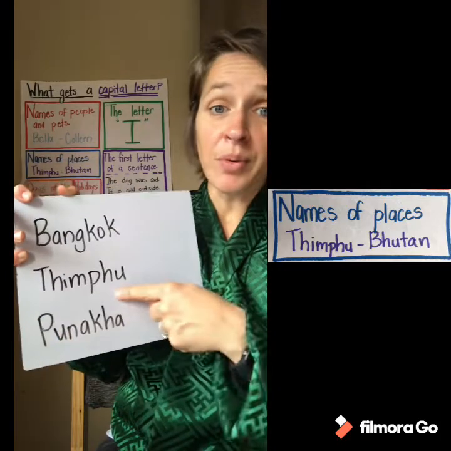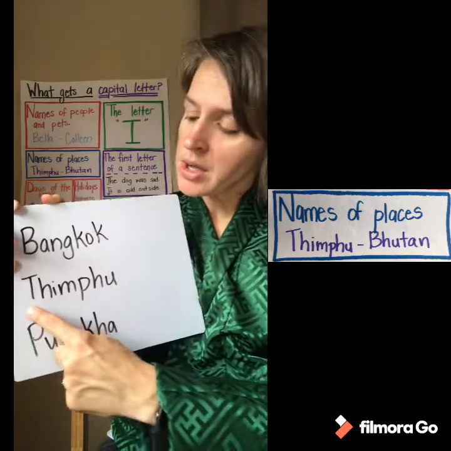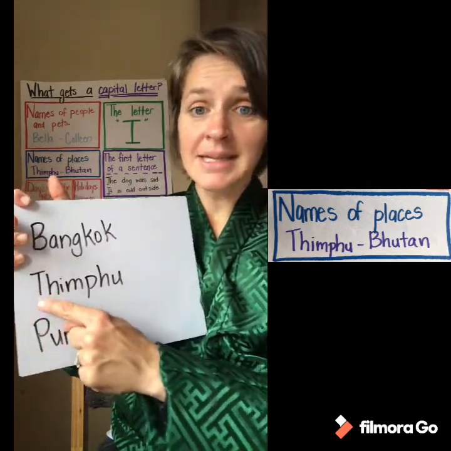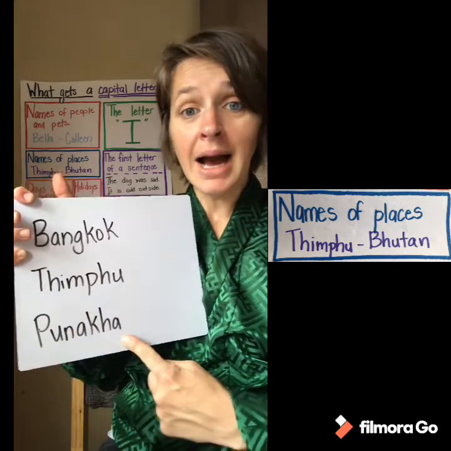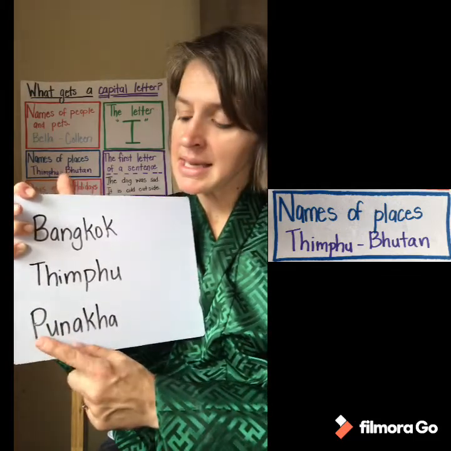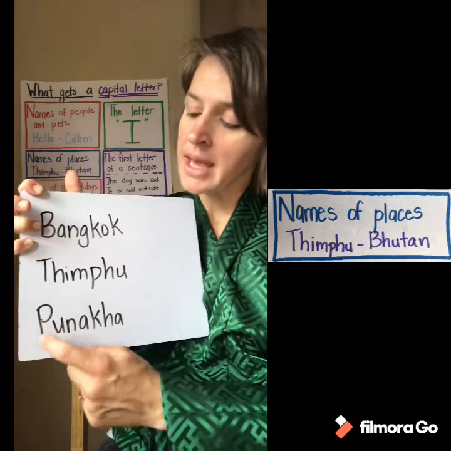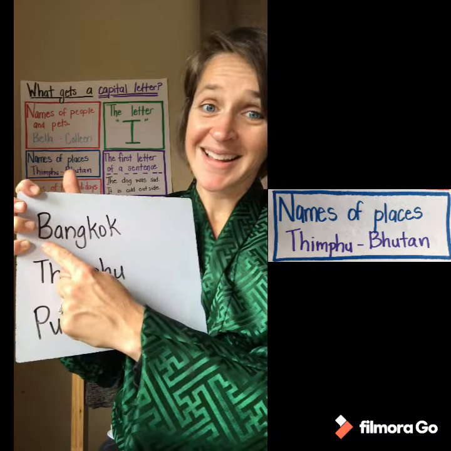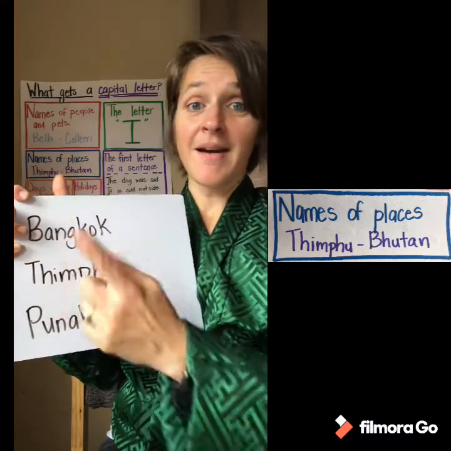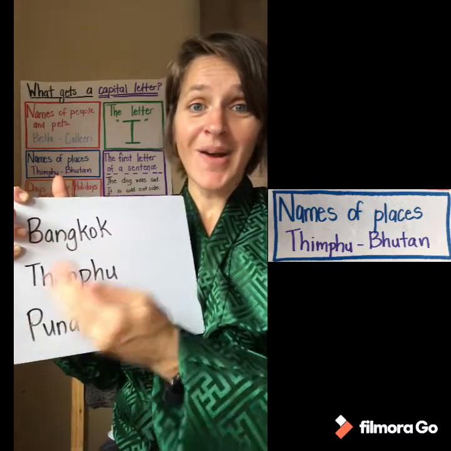Or here is Thimphu. We live in Thimphu. So Thimphu gets a capital T. Or here's Punakha. So Punakha gets a capital P. But that's it. That's the only capital letter. You only capitalize the first letter in the name of a place or a person or an animal.